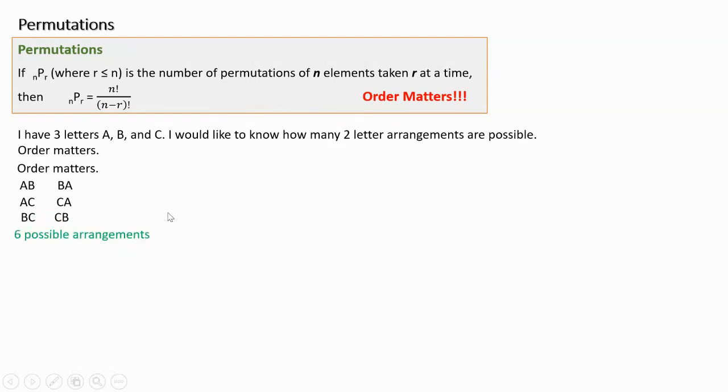6 possible arrangements. Okay, now how can we use the formula to describe that? It's going to be 3P2, which is 3 factorial over (3 minus 2) factorial. So 3 factorial will be 3 times 2 times 1. 1 factorial will just be 1, so the answer will just be 6.